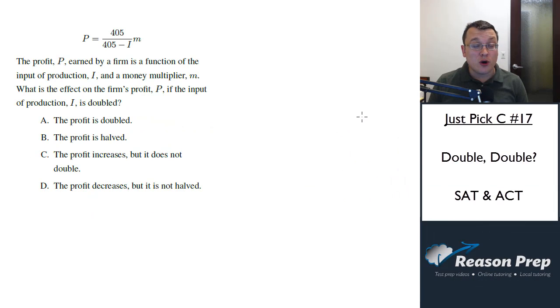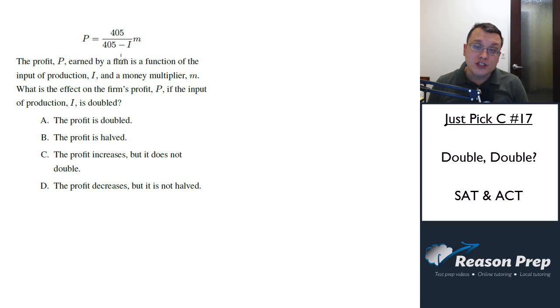This is a reskinning of a question that was sent to me by a student. I believe it originally came from Khan Academy. I just changed some numbers around. It's basically the same question. And we're given this function in terms of I and M of this firm's profit. And we want to know what will happen to P if we double the I.